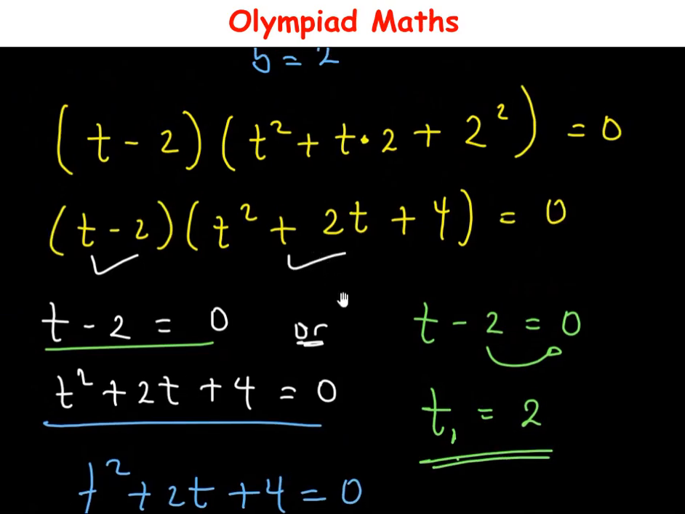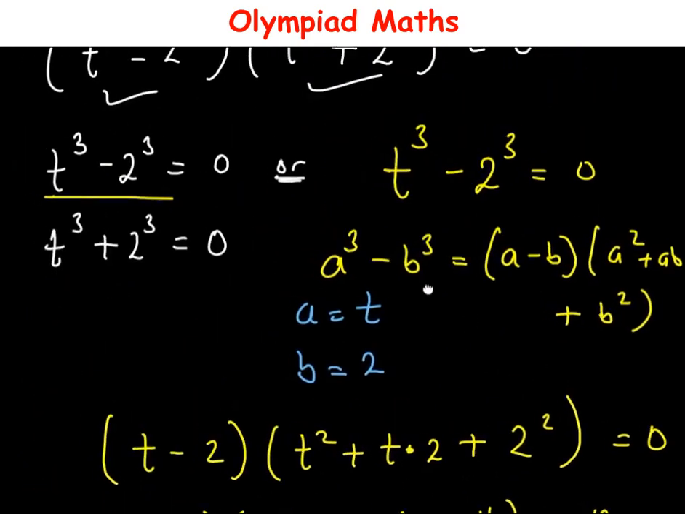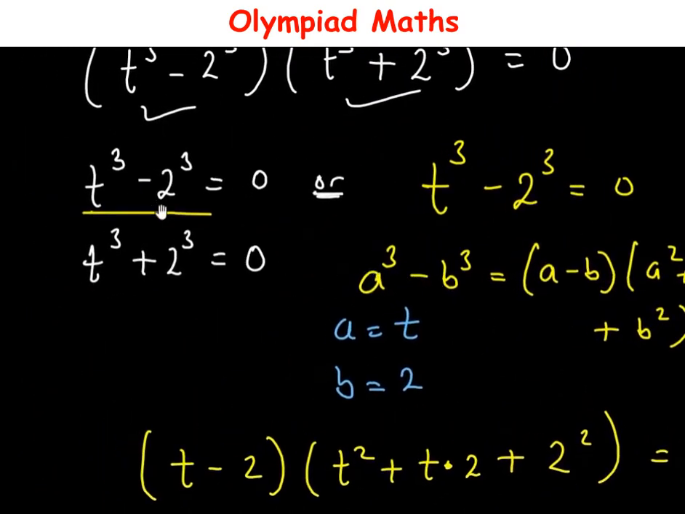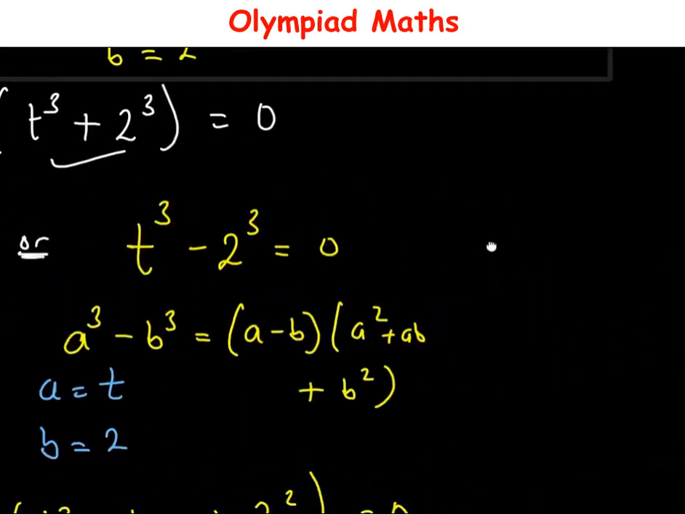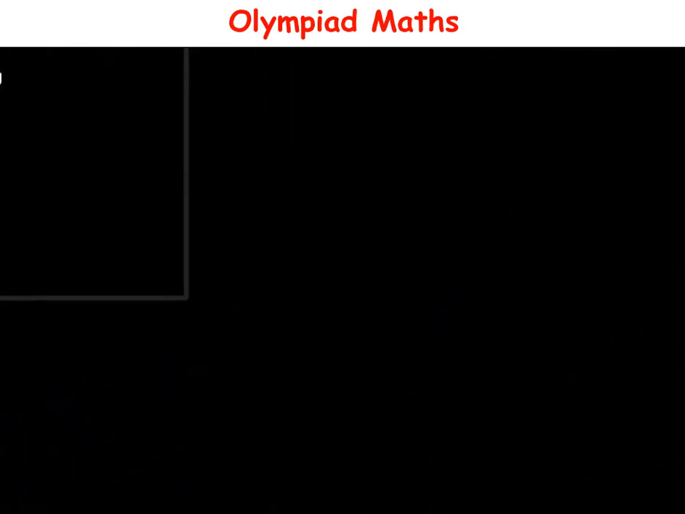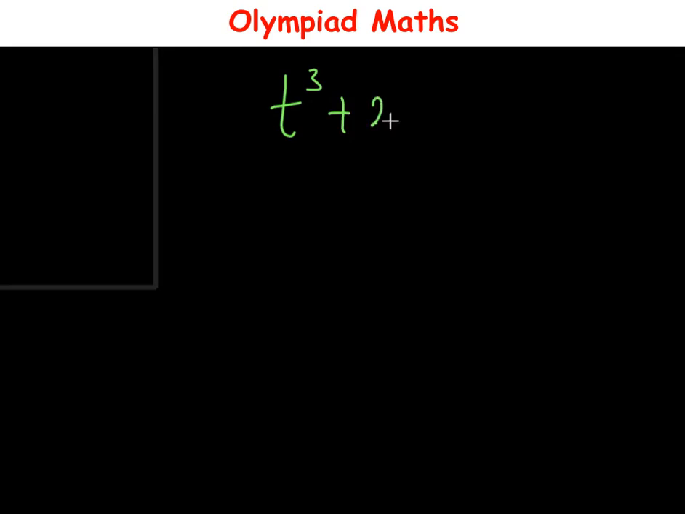Don't forget that we got the values of t from this first equation, that t raised to the power 3 minus 2 raised to the power of 3 is equal to 0. So then let us solve for the other values of t from this other equation, which is t raised to the power 3 plus 2 raised to the power 3 is equal to 0. So from here, we have t raised to the power 3 plus 2 raised to the power 3 is equal to 0.